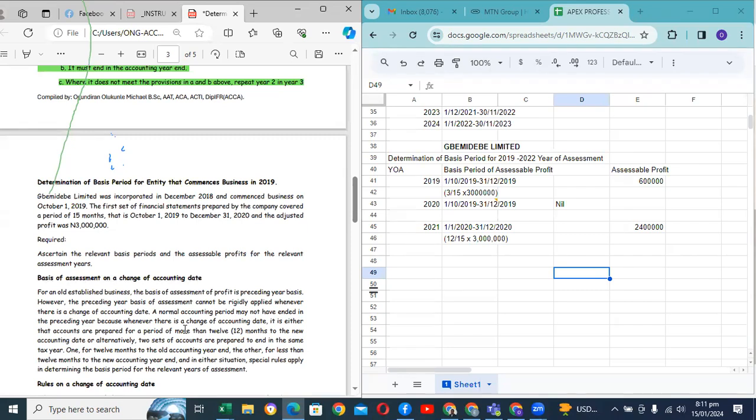All right. Let's move on to changes in accounting date. Changes in accounting date occurs when a business refuses to make up its account to the usual accounting year end. So let's say, for instance, you follow December every year, and then you decide to change your mind and follow June, then you say there's changes in accounting date, right?